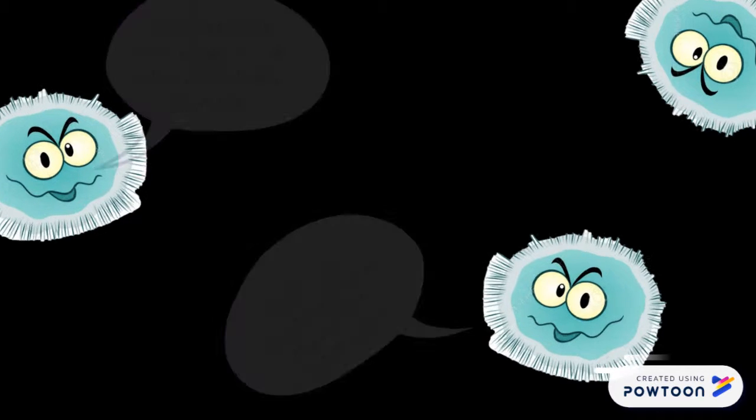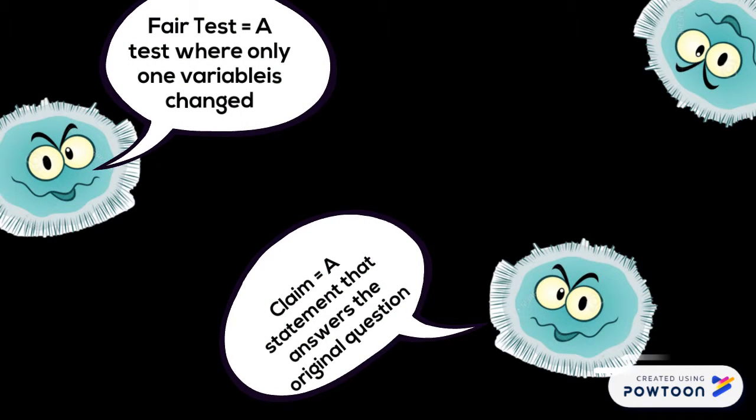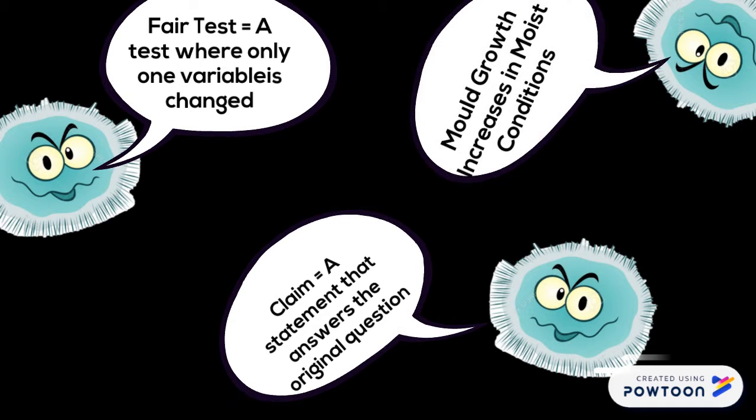So now that we know what mould is and what it does, we can return to our original question. What happens to the growth of mould on wholemeal bread when we change the amount of moisture in its environment? To answer this question, we must first make a claim. For this question, our claim will be mould growth increases in moist conditions.